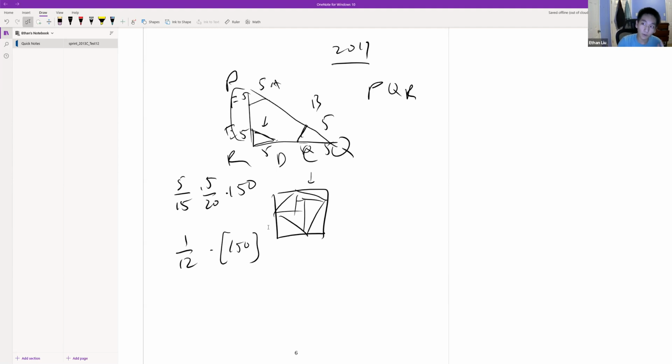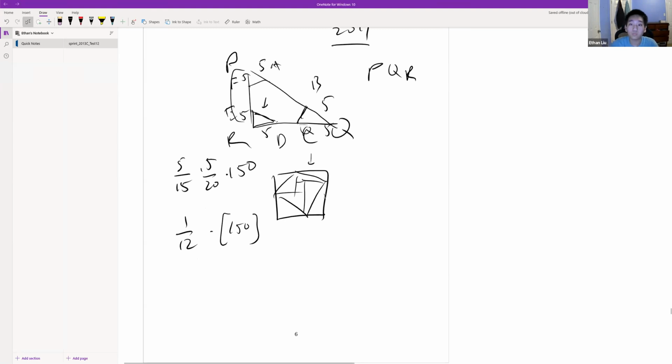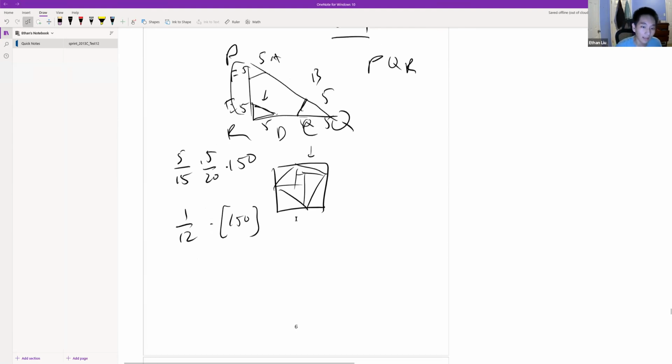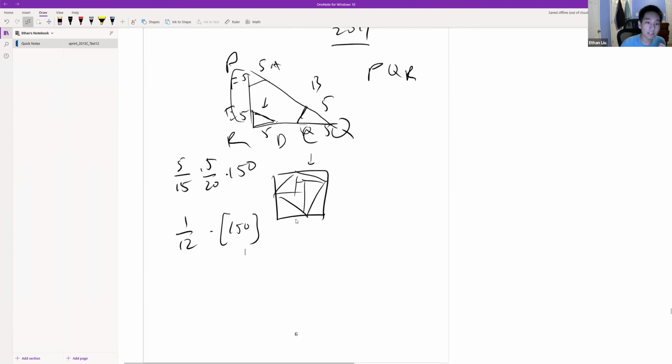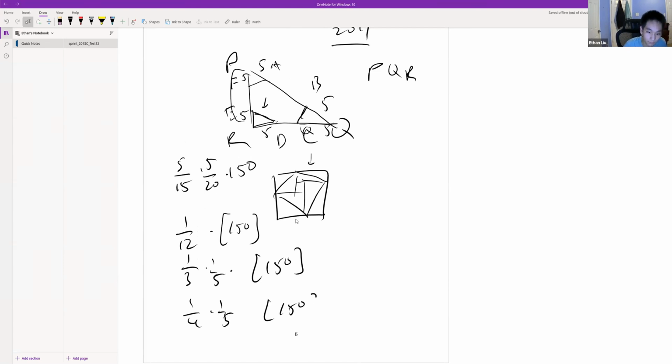But at least for the purposes of the structure of the problem, it does not matter if it's 3, 4, and 6, or 150, 200, and 300. That doesn't really matter, right? So we're going to do this for now. And then similarly, the area of APF or whatever is just 1/3 times 1/5 times 150. And similarly, 1/4 times 1/5 times 150. Right? And so this is 1/12 plus 1.